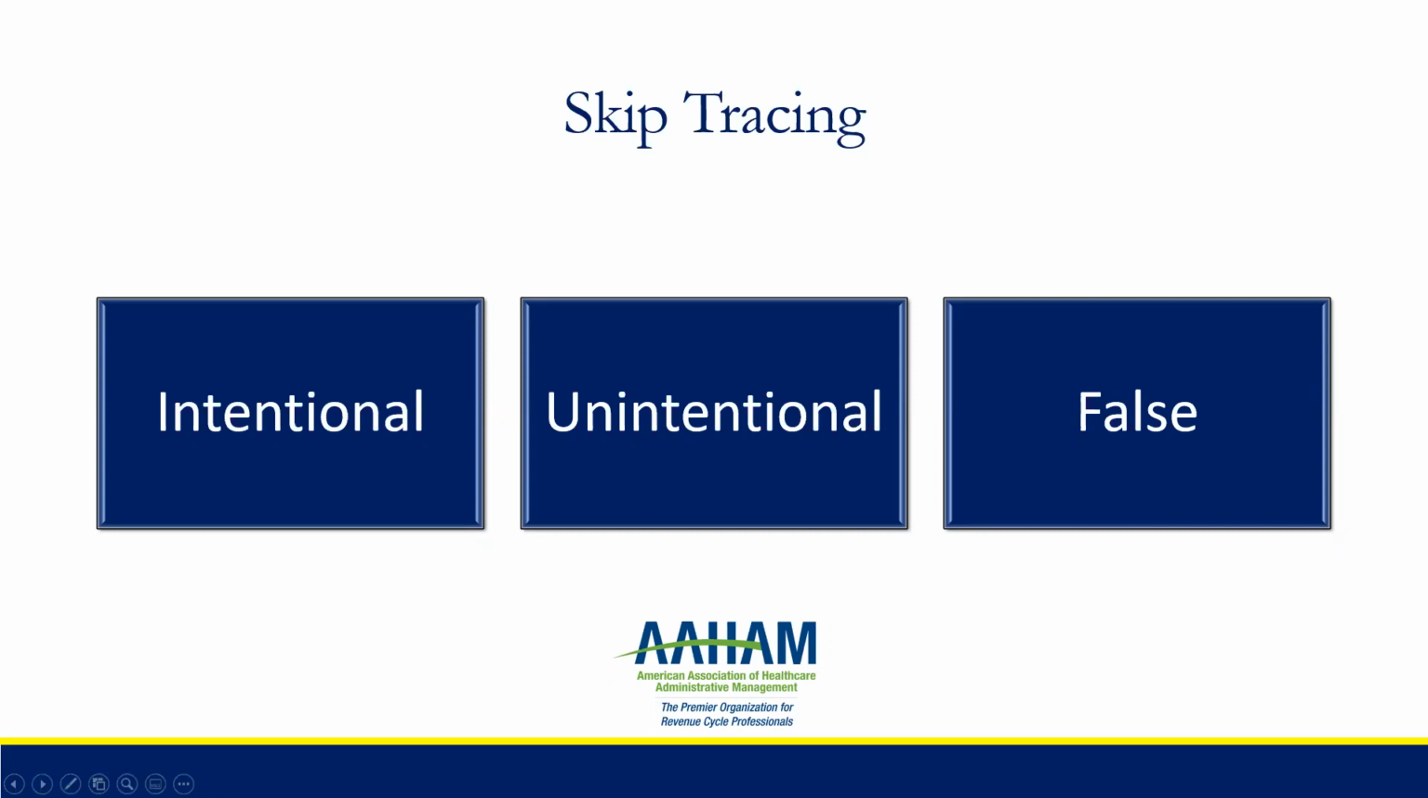When dealing with skips, it's good to know the resources you have for performing skip tracing. Things you want to look at are your own patient accounting system. Does the patient have other accounts that have updated information you can utilize? There's also other resources such as the US Post Office, different internet sites that provide updated information. You can look at credit reports, current and previous employers, neighbors, and relatives.